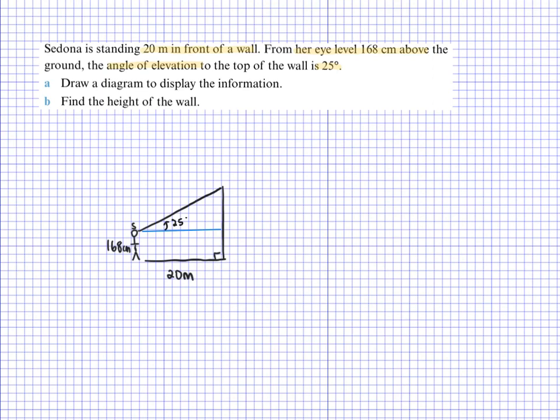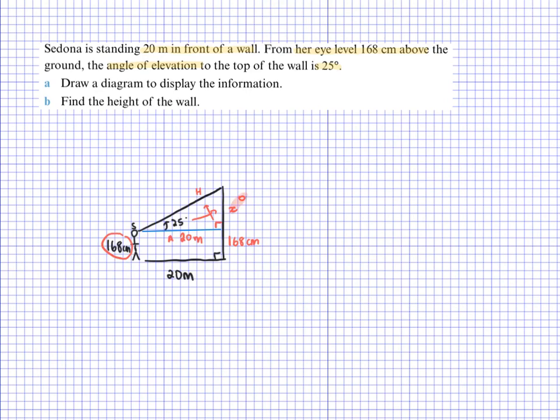And they want us to find the height of the wall. So the height of the wall, we can find this X here. We already know her height is 168 centimeters, which would go here. If we add X to 168, that will give us a total height. We also know that this is a right angle here, and this must also be 20 meters. So we use trigonometry to find this X. There's our hypotenuse, our opposite and adjacent.